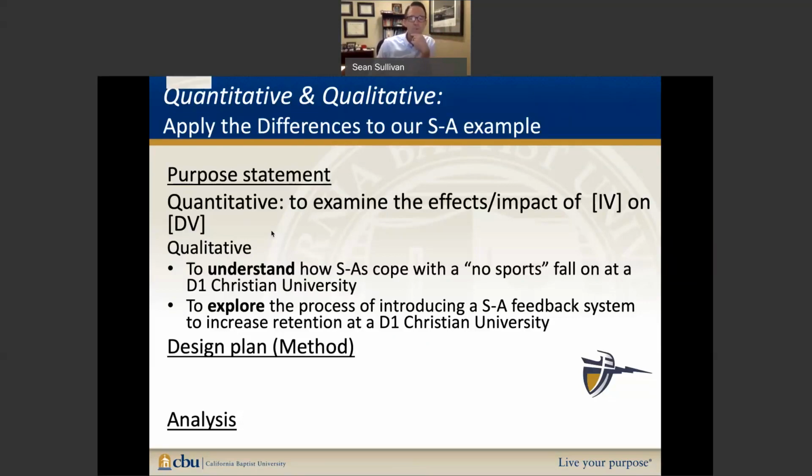A second qualitative purpose statement could be to explore the process of introducing a student-athlete feedback system to increase retention at a Division I Christian university. So again, qualitative research seeks a holistic explanation, collects textual data in order to get at and understand social phenomenon primarily. And then we'll talk about the design plan or method for data collection and data analysis in a couple of slides.